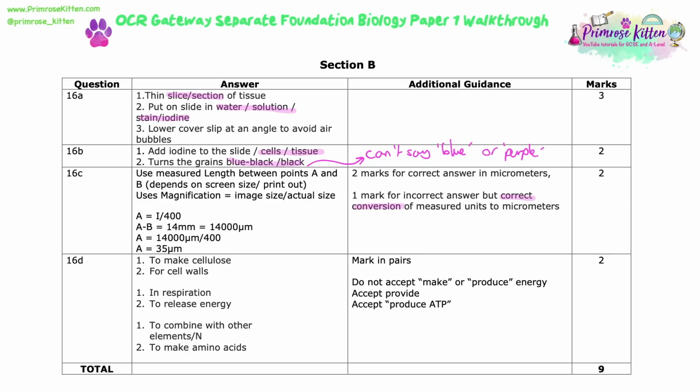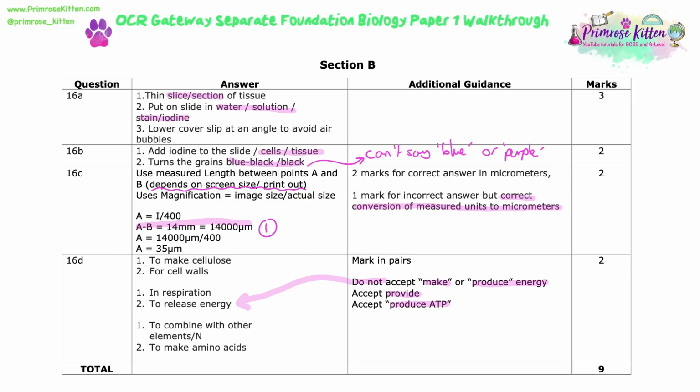Use measured length between points A and B and uses magnification are the two steps you need for 16C to get the 2 marks, and ideally you'd get the correct answer. I've got the correct answer as 35 micrometers, but it's going to depend on your printing, so how you're measuring it. If you didn't manage to print it out, or if you printed it out slightly differently, there's always a chance it could change size. So if you measured it correctly, however you've measured it, as long as you did the steps that I did, you can get 2 marks for your correct answer. But if you didn't get a correct answer, or you didn't do the method steps that I did, as long as you've done the conversion of millimeters to micrometers, then you can have 1 mark.